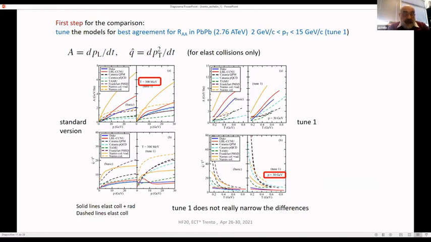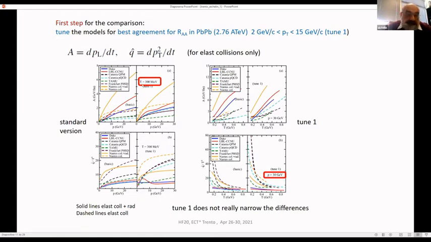Now, in order to get a little bit more forward in the comparison, we just took the models as they are, and then it is given here on the left-hand side for the drift coefficient and for the q hat, which is the transverse momentum squared per unit length. Here, basically for the standard way, and here is the first tune what we do. So we impose the best agreement in the RAA for that collision energy in the momentum range of the heavy quark between 2 and 50 GeV. Now, if we take this tune for all of the models, we see it doesn't help very much. The parameters, the values of the drift coefficient or q hat, do not change very much, so it does not nail down the situation which we would like to have.